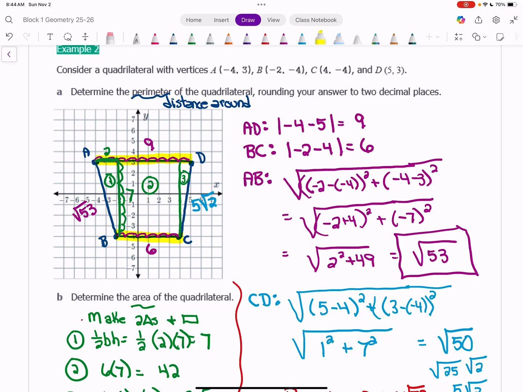You'll notice that A is at (-4, 3), B is at (-2, -4), C is at (4, -4), and D is at (5, 3). So you have all of your vertices, and we are looking for the perimeter, which is the distance around the outside edges.